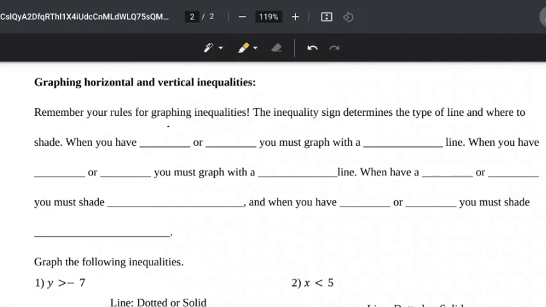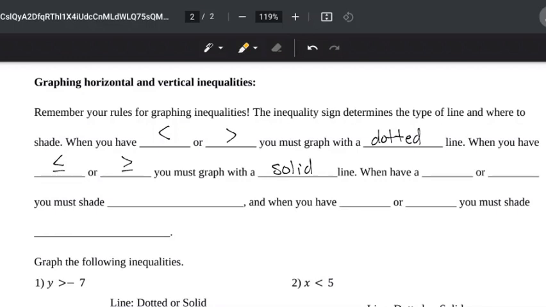When you have less than or greater than, you must graph with a dotted line. When you have less than or equal to or greater than or equal to, you must graph with a solid line.